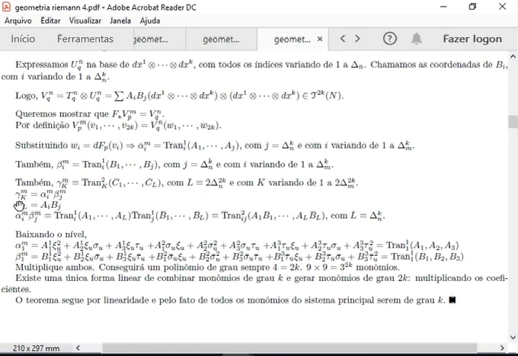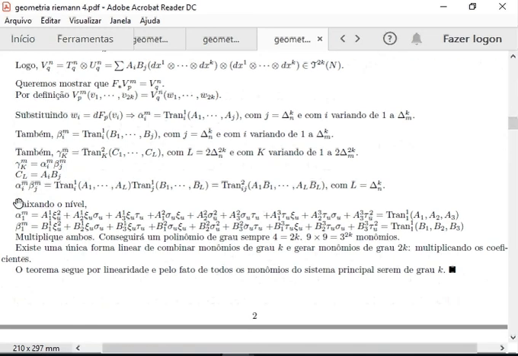We know that gamma km equals alpha im beta jm. CL is big AI big BJ. Alpha im beta jm is a transformation of A's times a transformation of B's. It's another transformation too of AB's, A1B1, ALBL, from 1 to delta n powered 2k.